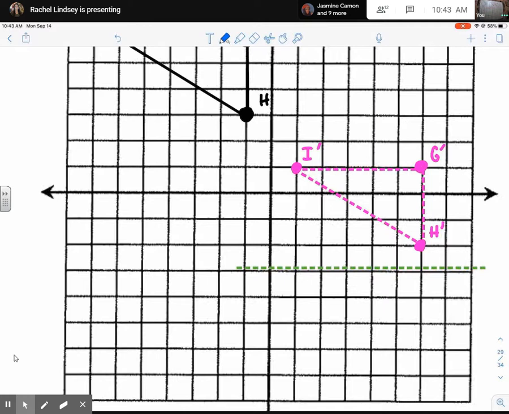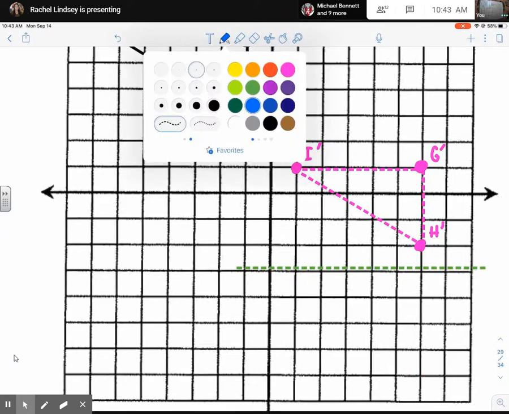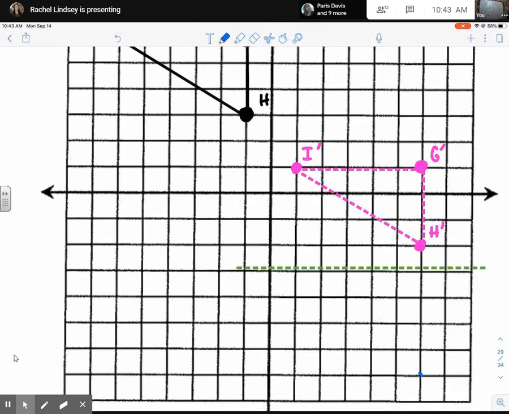Okay, so G prime is 4 above, so my G double prime will be 4 below. H prime is 1 above, H double prime is 1 below. Then I prime is 4 above, I double prime is 4 below.